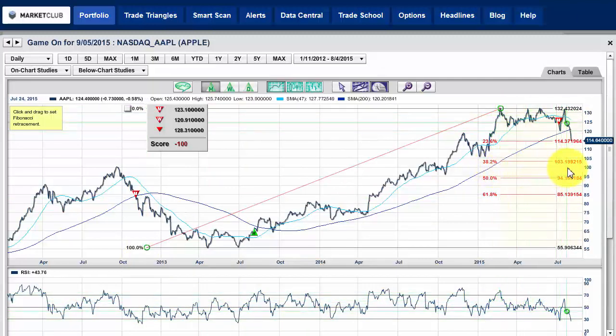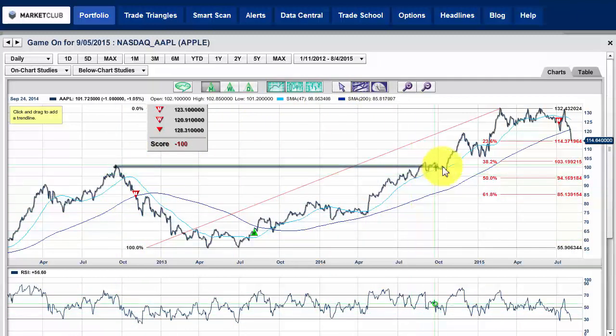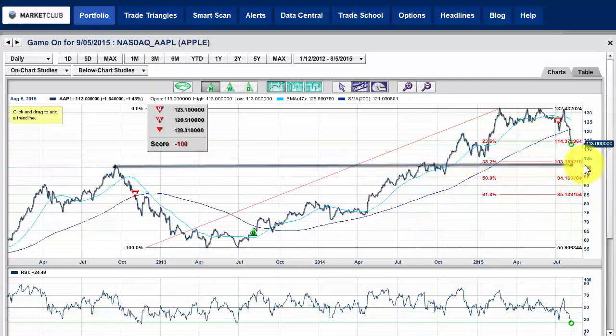38.2% would be $103.19. 50% is $94. So I think it's pretty safe to say you could see this market back down to the $100 mark. And I want to show you something on that ground. This is the previous high back in September of 2012. Just going to draw a simple line across here. Psychologically, the $100 level will be a huge psychological stop point for Apple.